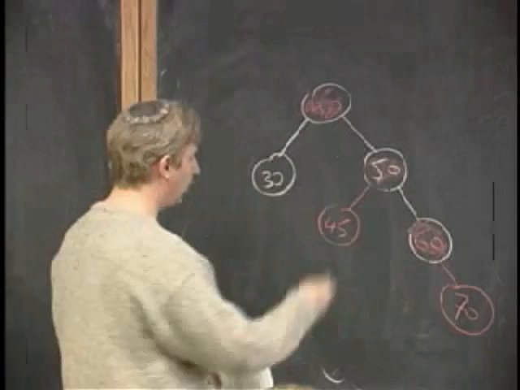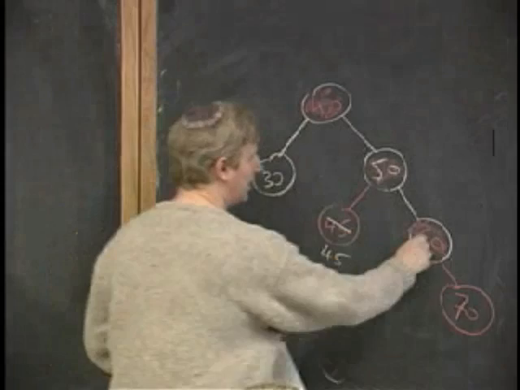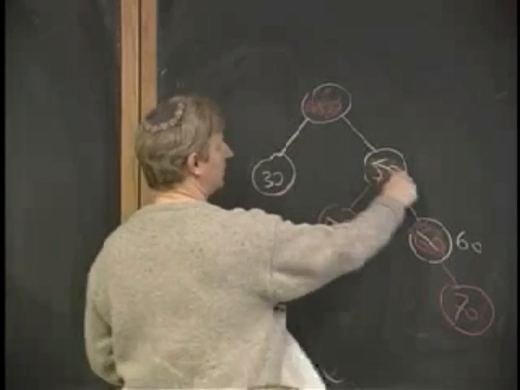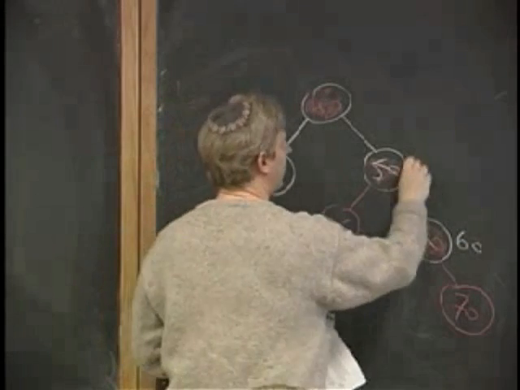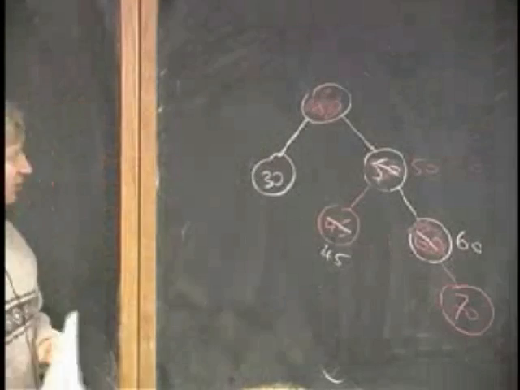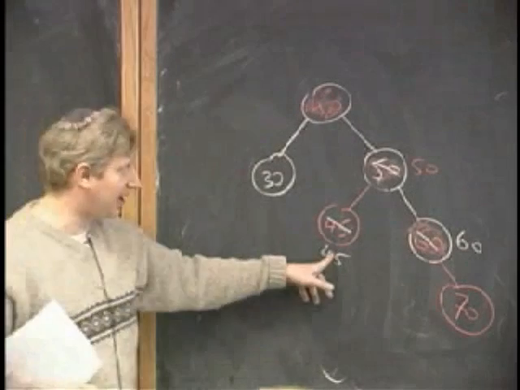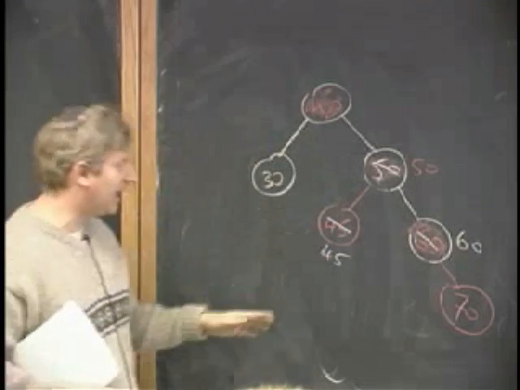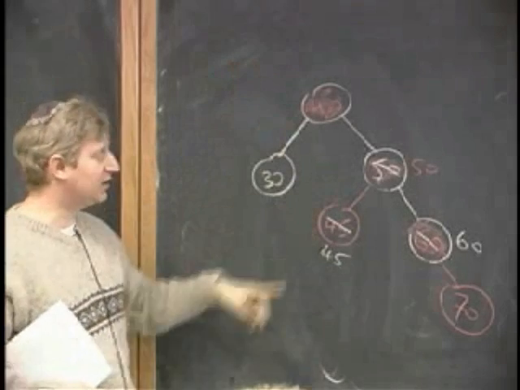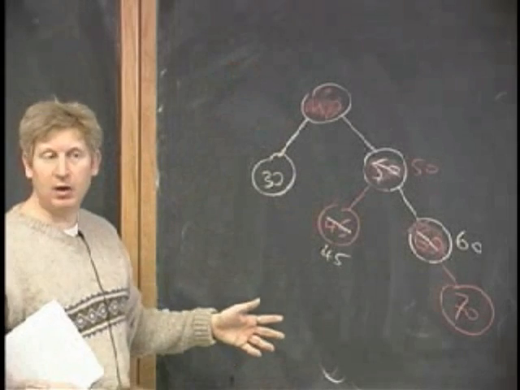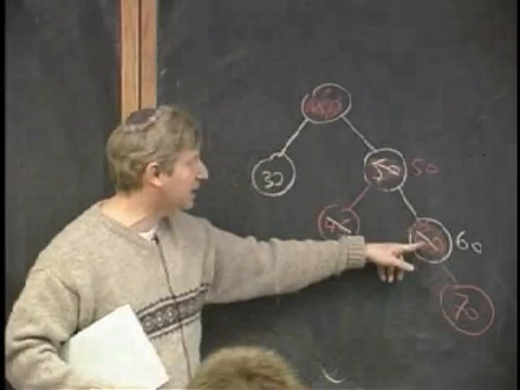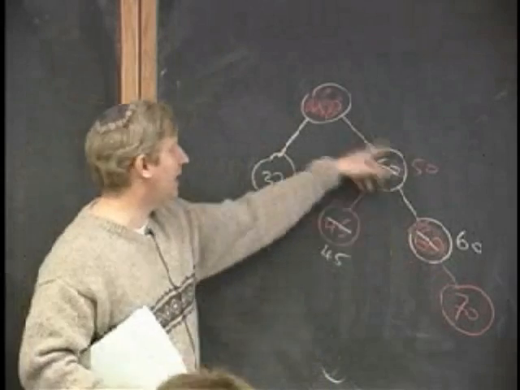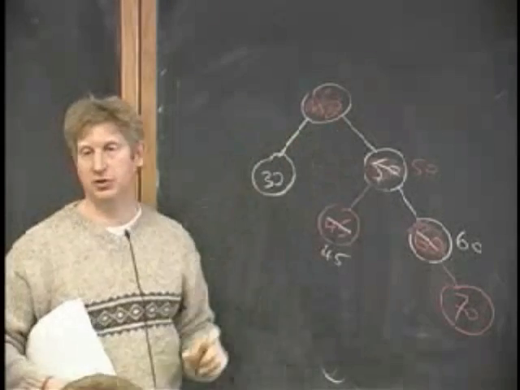Oh yeah, with the 30. We're going to do this. This is going to turn black, this is going to turn black, and this is going to turn red. And now let's look at it. The distances are still okay because we've added in that extra black on this side to take the slack up. The red-red clash is gone. And what have we done with it? Instead of it being here and here, now it's here and here. It's moved up 2 generations.